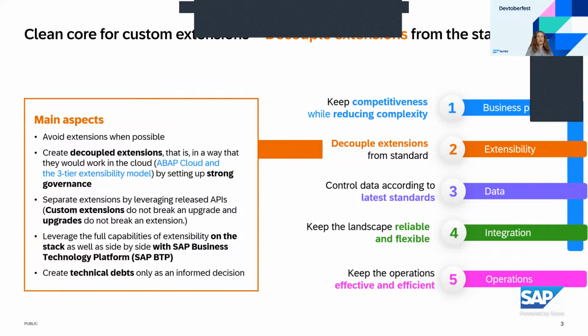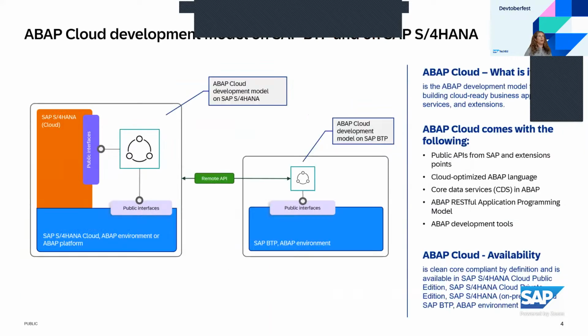And using these public APIs, using ABAP Cloud development model rules and the three-tier extensibility, you can develop in a clean core way in your SAP S/4HANA Private Edition or on-premise, as on-stack directly in the system, as well as on SAP Business Technology Platform side by side. Let's see how you can do it.